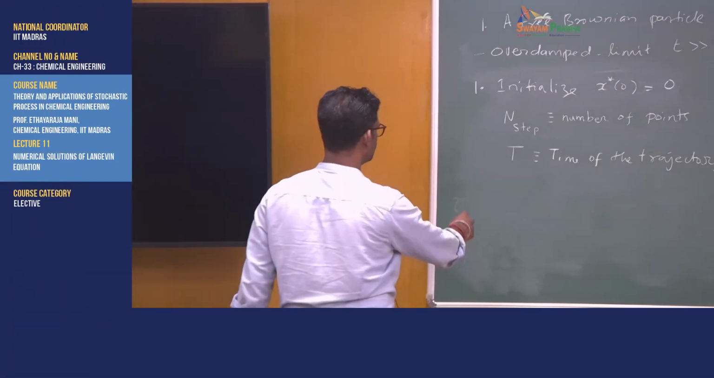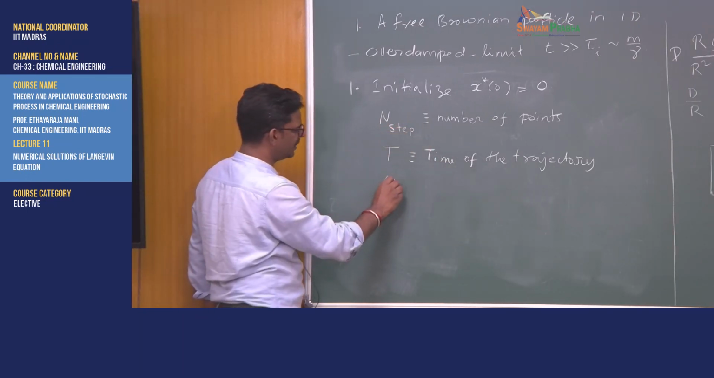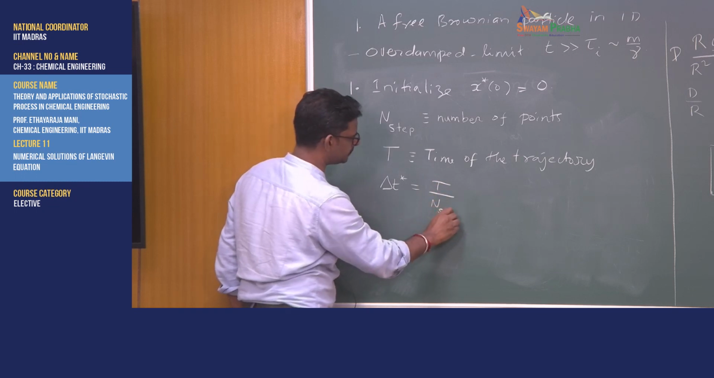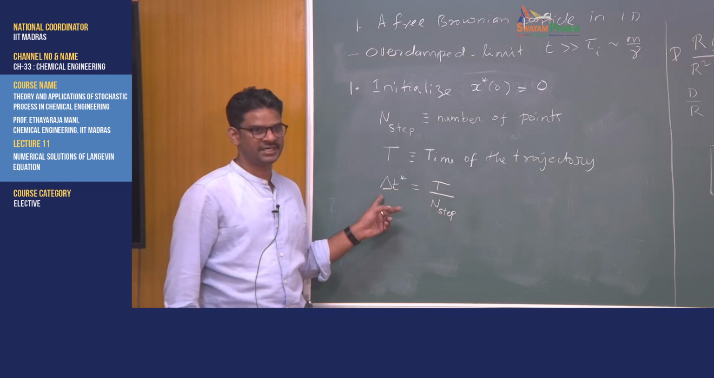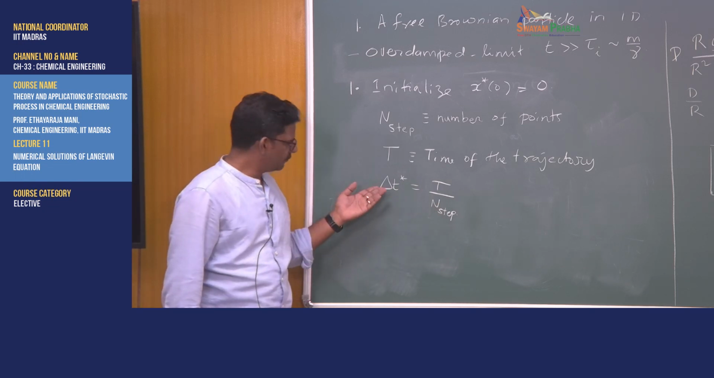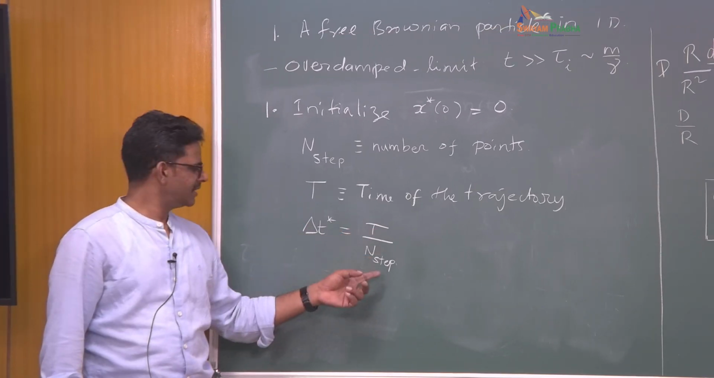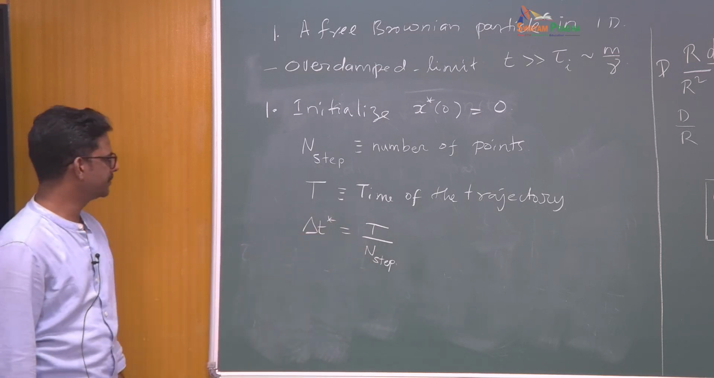Once you have the total time you want and the number of data points in that time, you can choose your delta t star as t by n step. Either you choose t and n step and then decide delta t star, or you determine what delta t star you want, how small, with the total time fixed, and then accordingly choose n step. They are related this way.